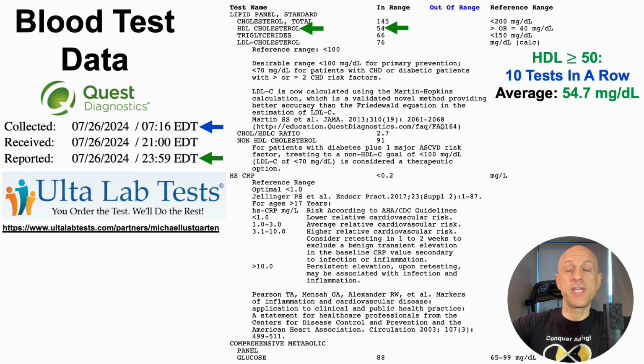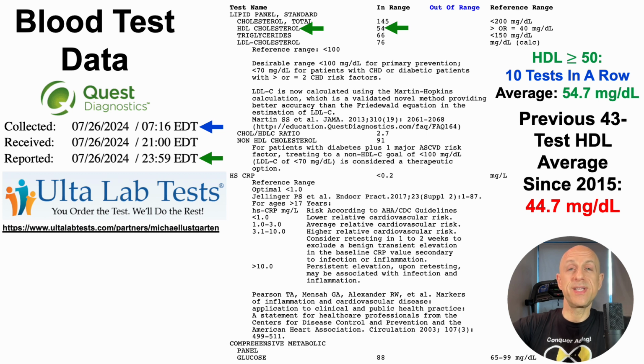Now, HDL is now greater than 50 for 10 tests in a row, with an average over that 10 test period of 55 milligrams per deciliter. For comparison, for the 43 tests since 2015, prior to those 10 tests, HDL average was 44.7 milligrams per deciliter. And when using a 2-sample t-test to compare those 2 groups of data, I've significantly improved it over the past 10 tests.